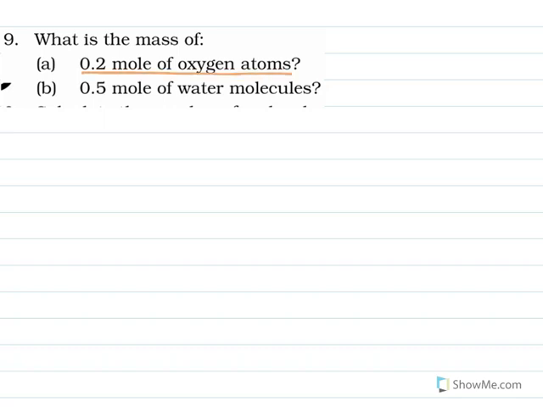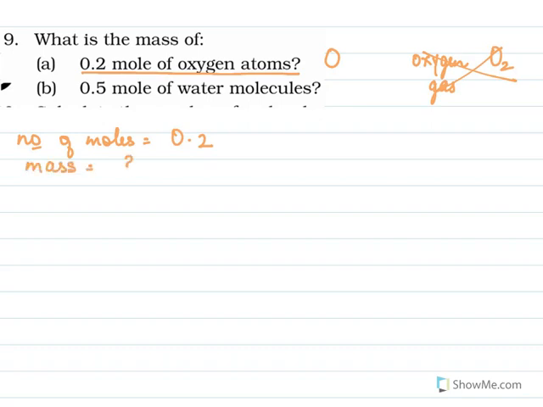What is the mass of 0.2 mole of oxygen atom? This is just oxygen atom, so it is O. If it was given oxygen gas, it would have been O2, but this is not given to us. It was the oxygen atom. So number of mole 0.2. The mass we need to calculate, and here the molar mass of oxygen, important, oxygen atom, this is very important, so it is just O, which is 16.